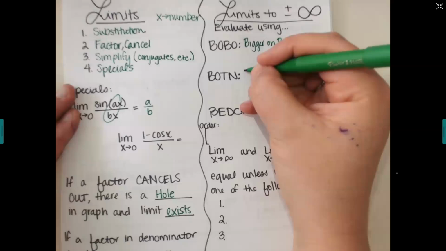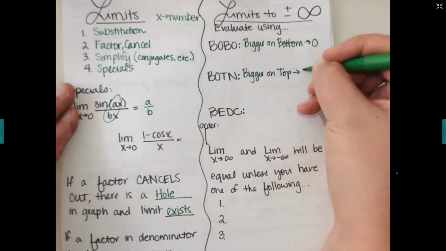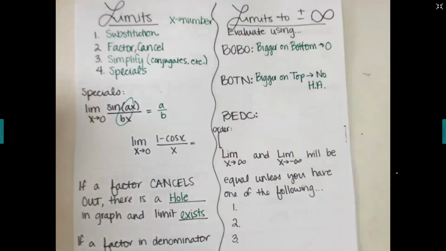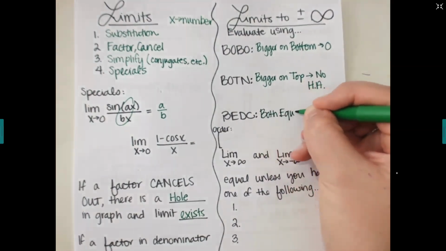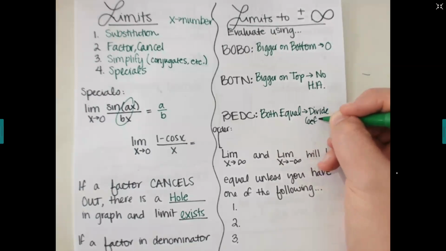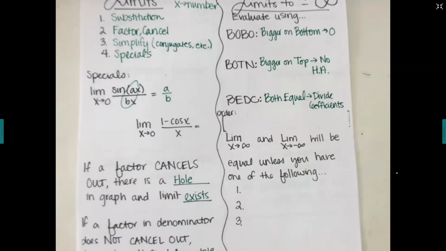Botan stands for bigger on top. And that means that you have no horizontal asymptote, which means that either your end is pointed up or down, but it's not approaching a specific value like 0 or something else. The last option, Betsy, is if they're both equal powers. And if they're both equal powers, you're going to divide the coefficients to see what the ends would curve off to.